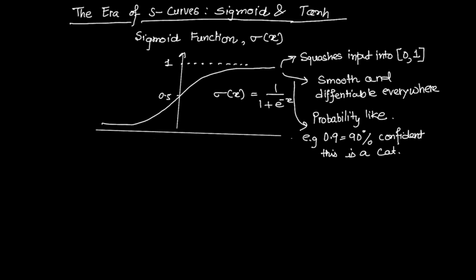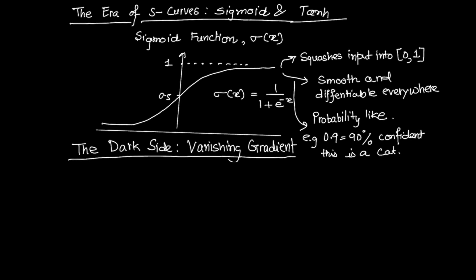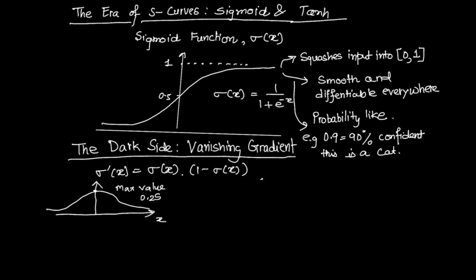However, as we tried to build deeper networks in the 1990s and 2000s, sigmoid revealed a dark side, a fatal flaw known as the vanishing gradient problem. Pay close attention to this. This is the derivative of sigmoid: sigmoid(x) times (1 minus sigmoid(x)). Notice that the maximum value of this derivative is exactly 0.25.